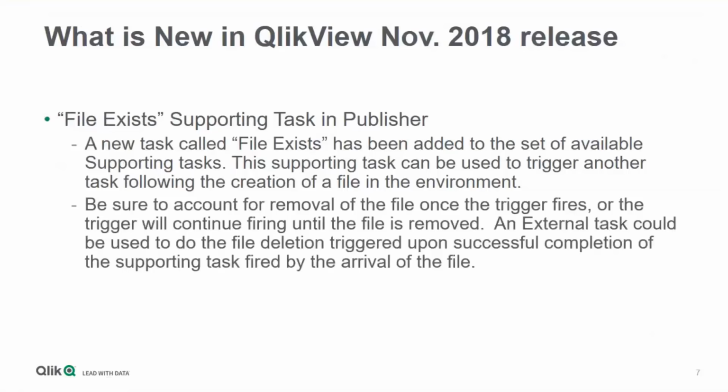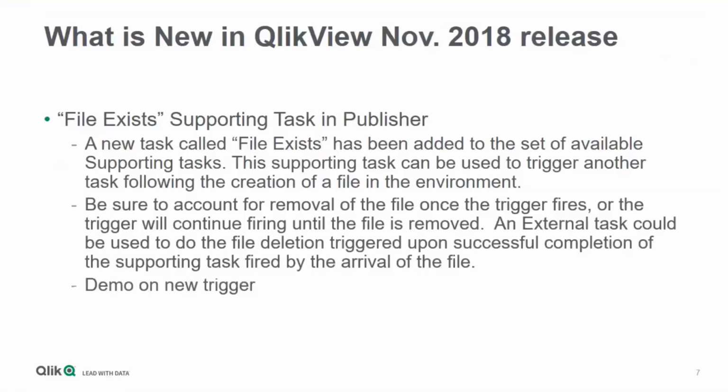A key note to this new trigger, you have to be sure that you remove the file after the task is triggered. So what you'll need to do is create the task for the File Exists trigger, and then what you'll need is an unsuccessful completion of that task. You'll need another task that'll be a command line that'll go out and delete that file so that the trigger doesn't keep firing until a new file actually appears out there.